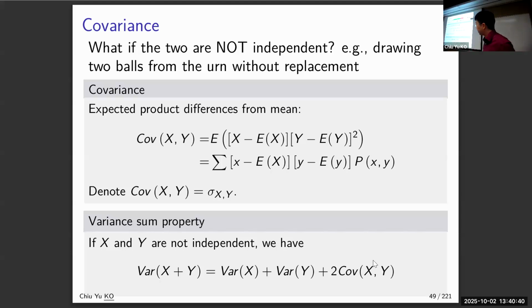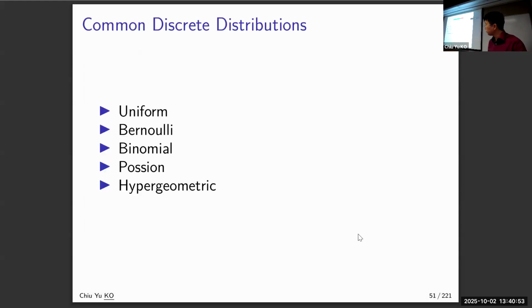This part, covariance, we will learn in great detail in the investment class. So I just highlight it here. If you want to know more, it is beyond the scope of our class, so I'm not going to talk in detail.